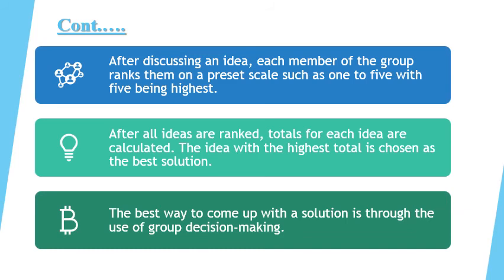After discussing an idea, each member of the group ranks them on a scale such as 1 to 5, with 5 being highest. After all ideas are ranked, totals for each idea are collected. The idea with the highest total is chosen as the best solution. The best way to come up with a solution is through the use of group decision making.